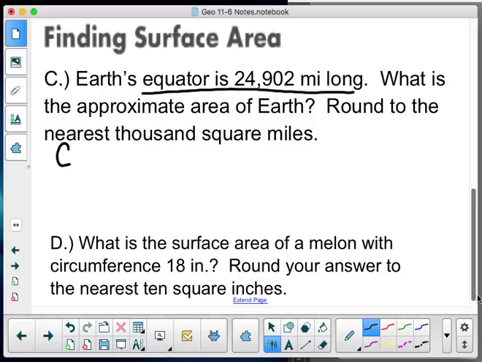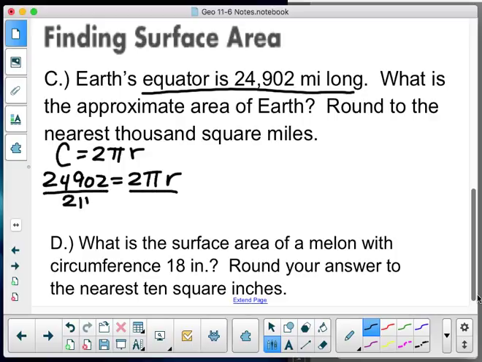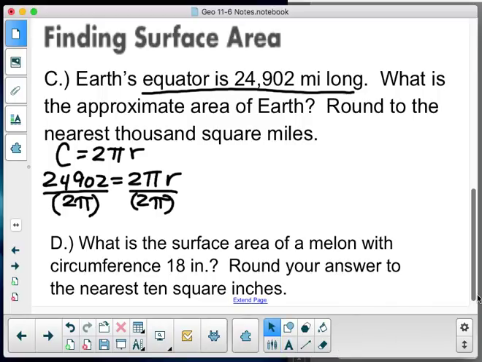Okay, so circumference is equal to 2 pi r. So I can use that: 24,902 equals 2 pi r to find my radius of Earth. I'm going to divide both sides by 2 pi. Now here's the thing. When you do this in the calculator, put parentheses around 2 pi. I'm going to show you what's up with that.